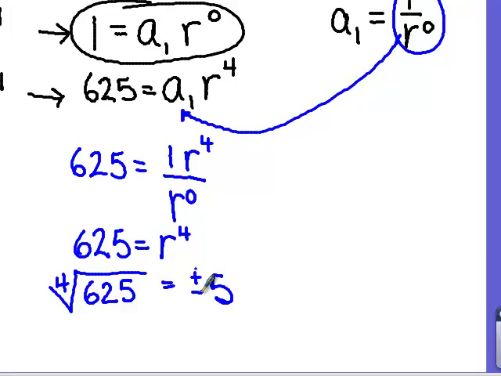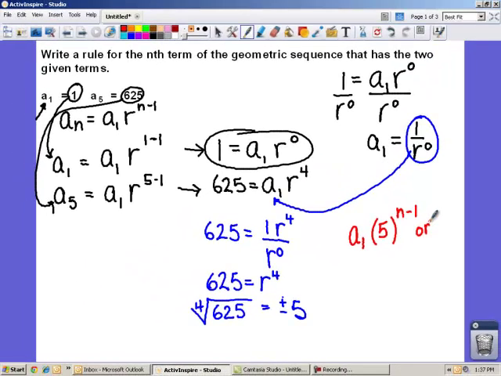And so when you're writing the rule out, all we have to do now is write a1 times 5 to the n minus 1. Or we can say a1 times negative 5 to the n minus 1. Both of these answers are correct because we have the plus minus in front.